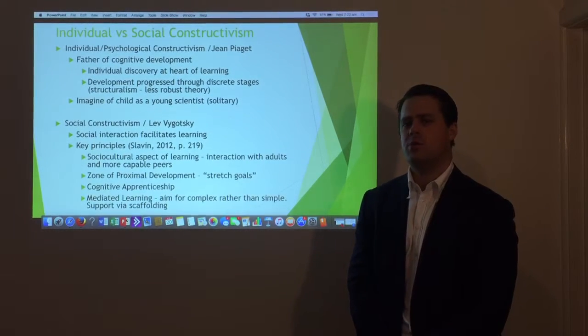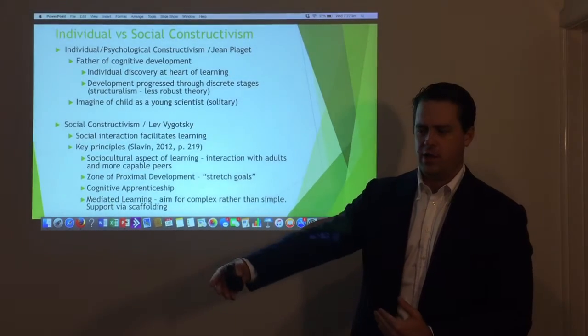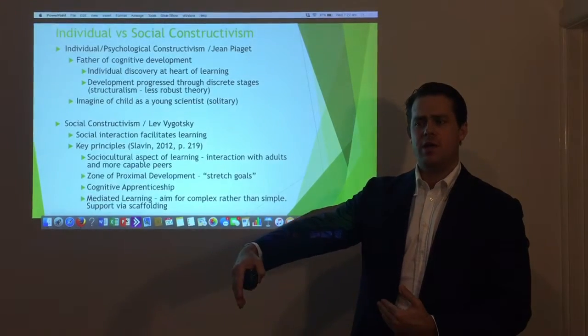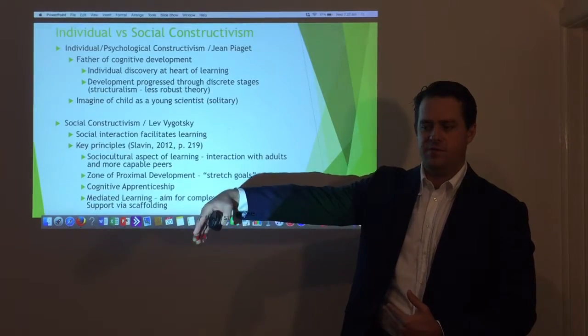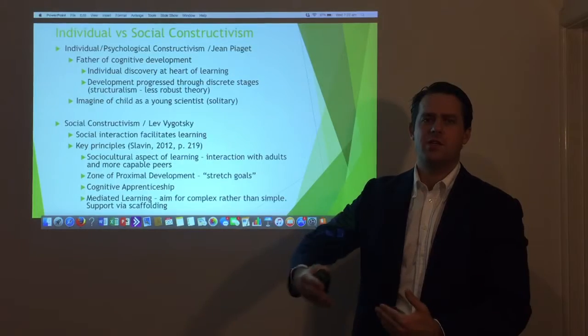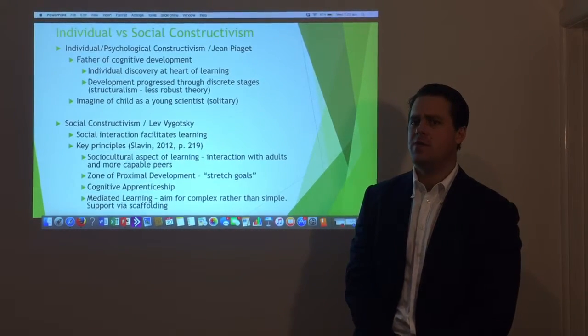A zone of proximal development, where an individual will have a certain ability level that they can achieve on their own, and then beyond that is cognitive development they can achieve, but with the assistance of others. And if an individual is operating in this zone, that's the best result. Cognitive apprenticeship.